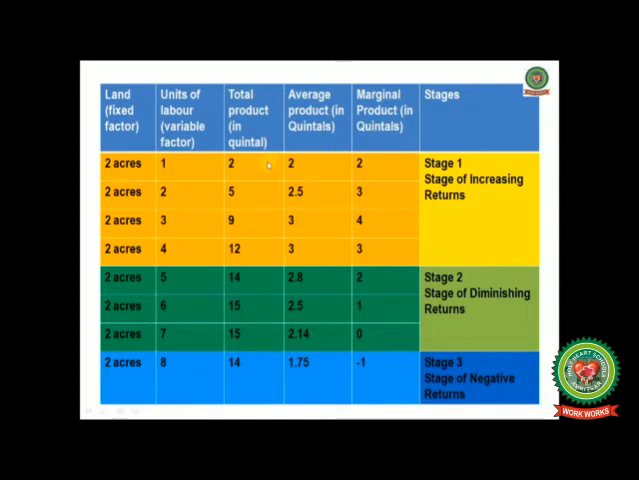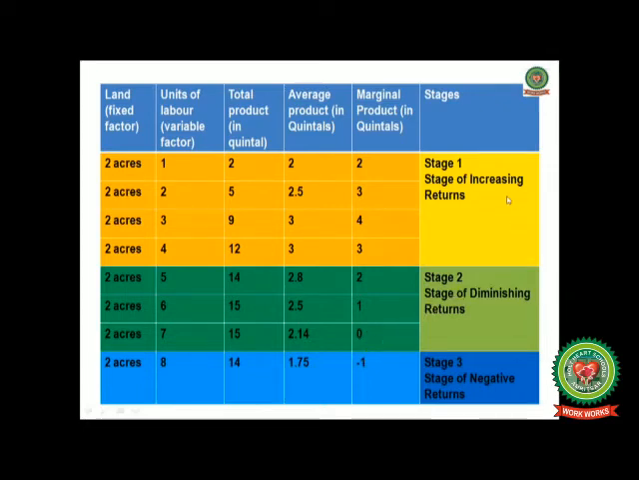Now what is the effect on the average product? You can see that the average product first increases till the 4th unit of labor, and after that it starts declining. The marginal product you can also see here first increases till the 3rd unit of labor, and after that it starts falling.